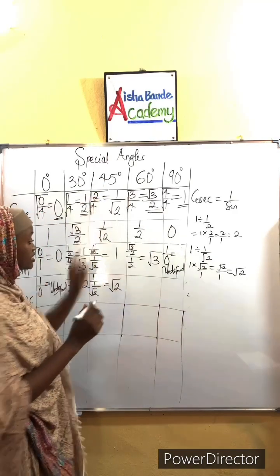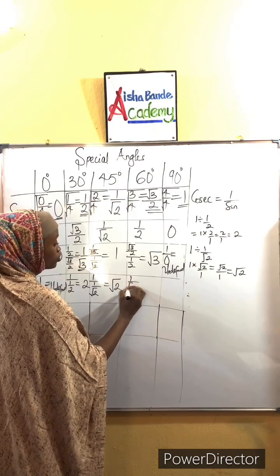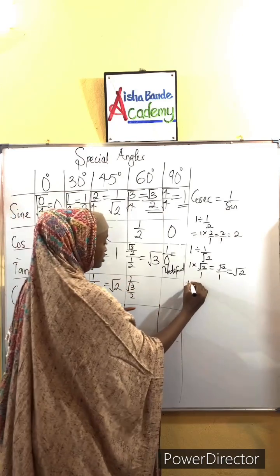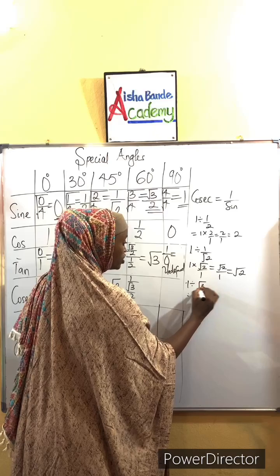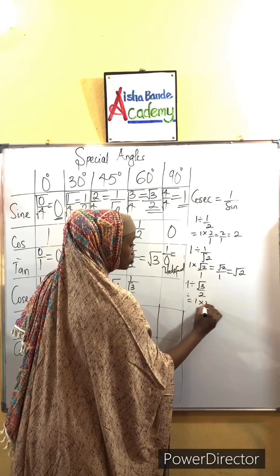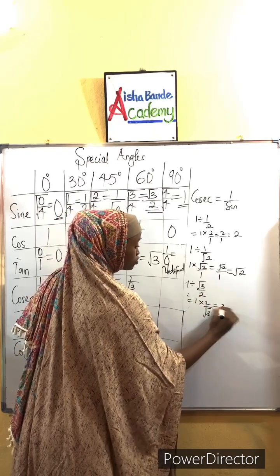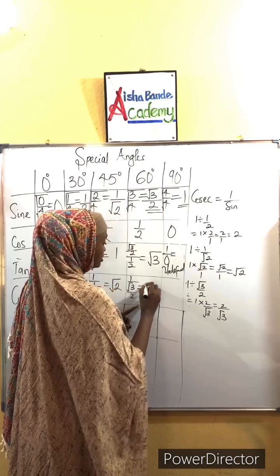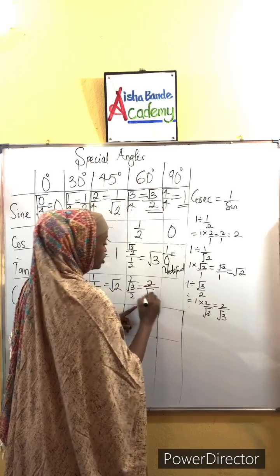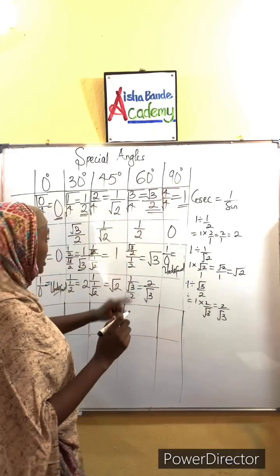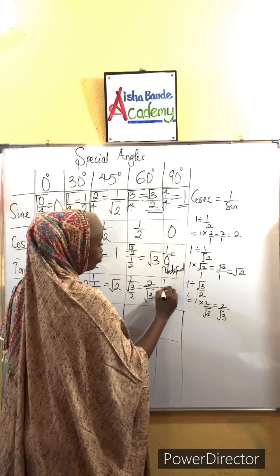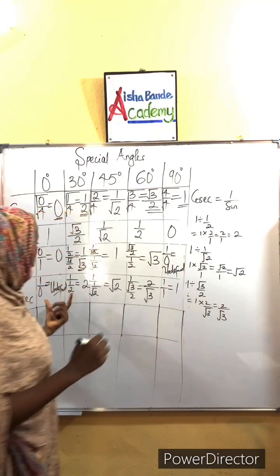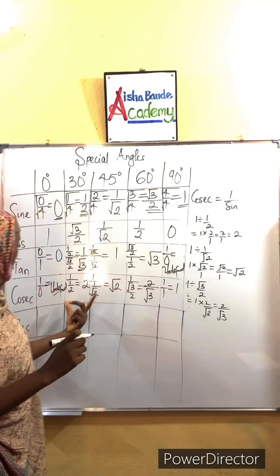Now cosec 60 is going to be 1 over root 3 over 2. This is 1 divided by root 3 over 2, which is equal to 1 times 2 over root 3, which is equal to 2 over root 3. So here our answer is 2 over root 3. Moving on to the last one, which is cosec 90. That's going to be 1 over 1, and this is equal to 1. So these are the values we have for cosec.